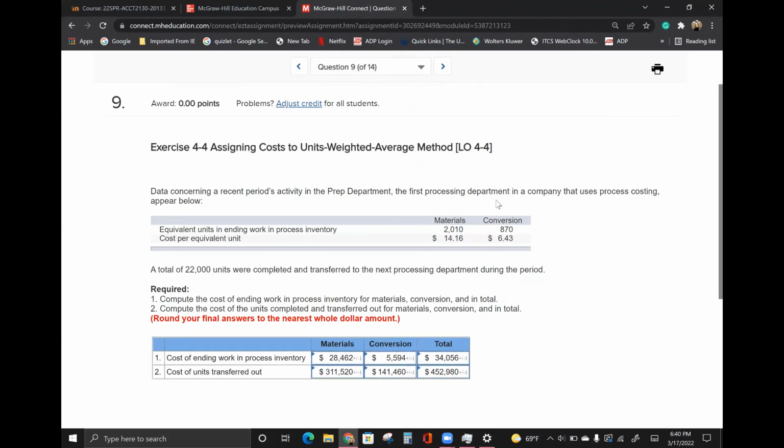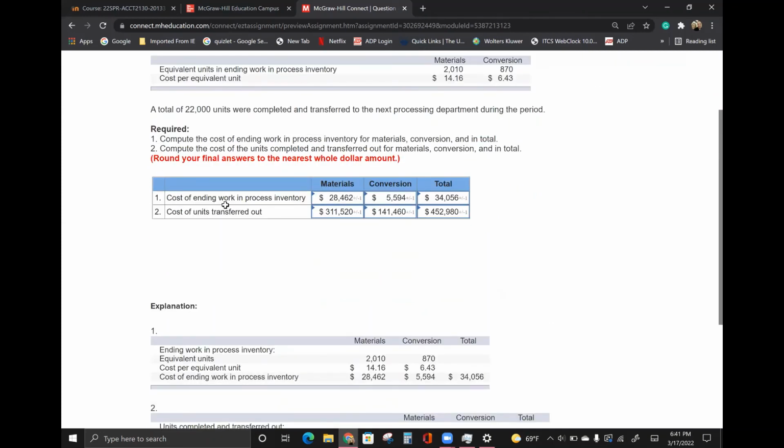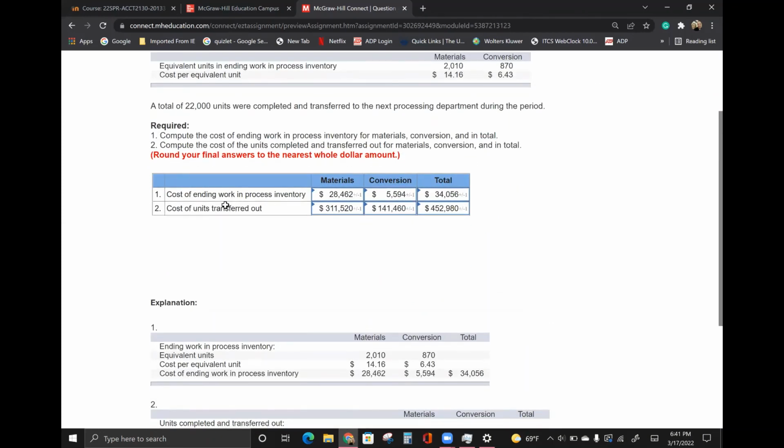So number 9. We have the prep department, the first processing department in a company that uses process costing. Below we have our equivalent units and ending work in process inventory, so we have materials and conversion, and it gives us our cost per unit. A total of 22,000 units was completed and transferred to the next processing department during the period. So it's saying compute the cost of ending work in process inventories for materials, conversion, and in total.